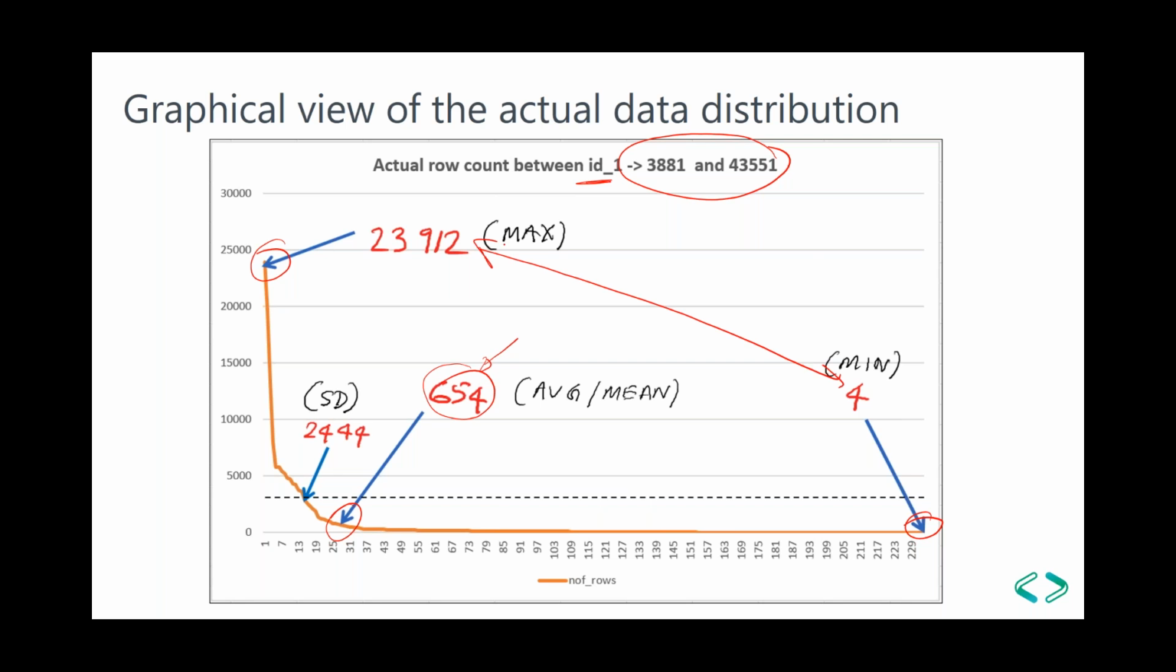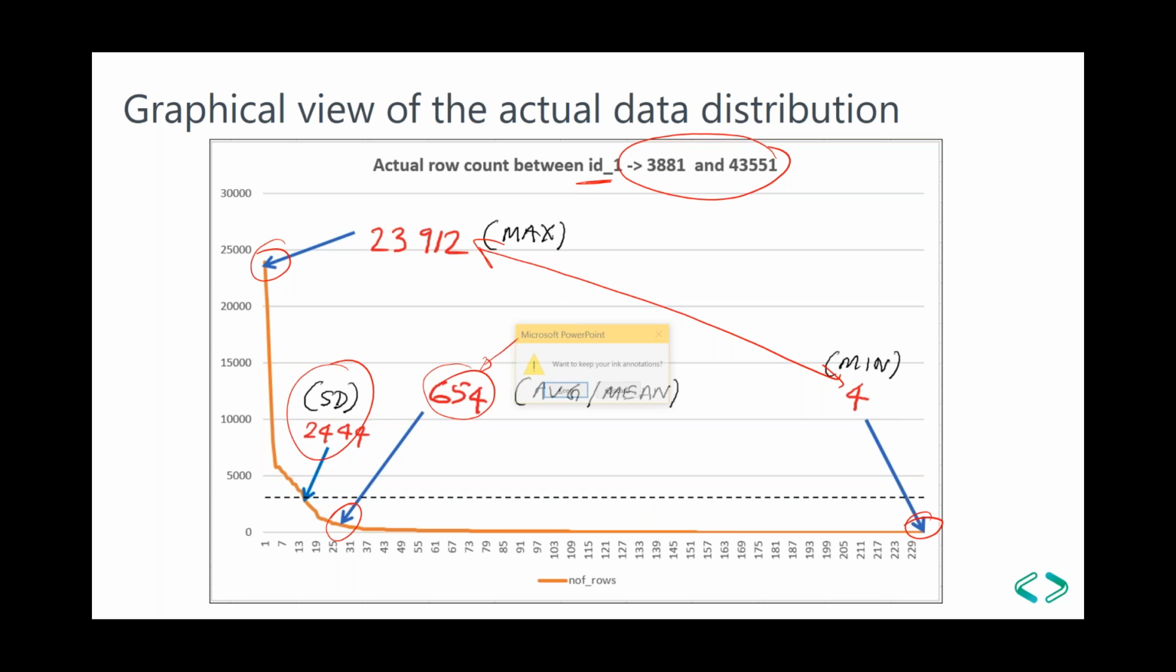There's another thing we can calculate in statistical terms, which is standard deviation. Standard deviation is a measure of the dispersion of a data set from its mean. In other words, how spread out the values are from the mean, or how distant your values are from the mean.